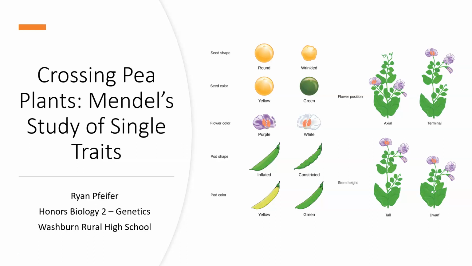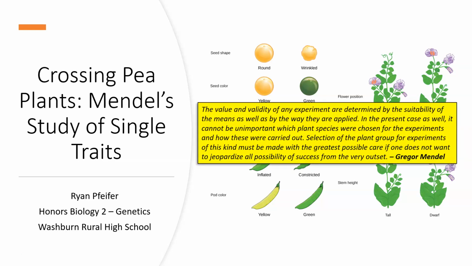Let's go. The first thing that I like to talk about is why peas. But in order to understand why peas, I want to start with a quote from Gregor Mendel himself. He said, "The value and validity of any experiment are determined by the suitability of the means as well as by the way they are applied. In the present case, as well, it cannot be unimportant which plant species were chosen for the experiments and how these were carried out. Selection of the plant group for experiments of this kind must be made with the greatest possible care if one does not want to jeopardize all possibility of success from the very outset."